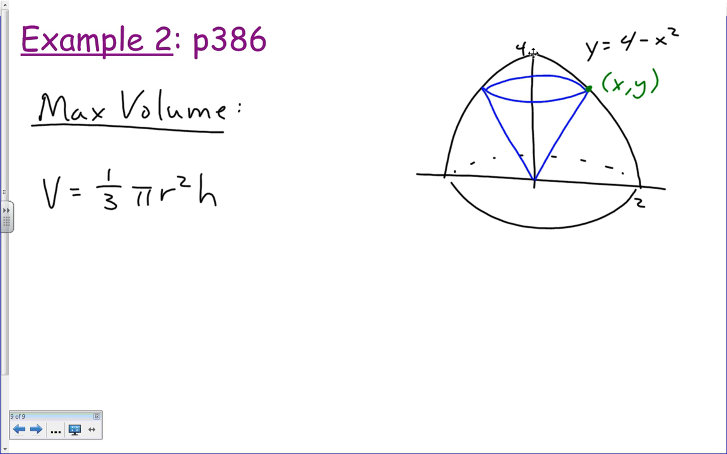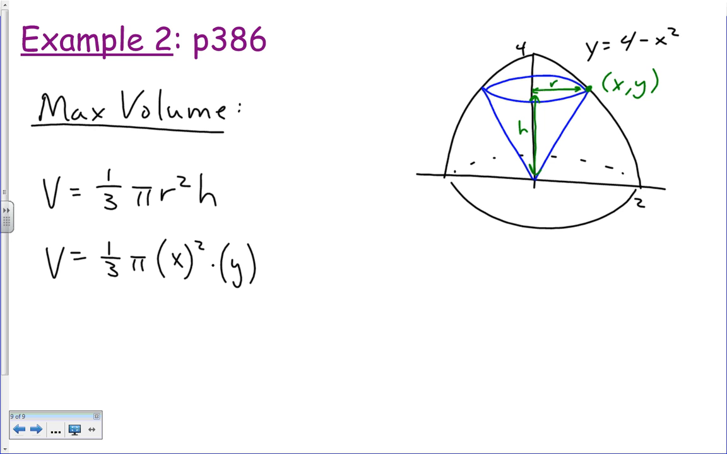And so in my equation, volume is equal to 1/3 pi times the radius squared times the height. The radius of this thing is this distance right here. That turns out to be the x value. So I can replace the radius there with x. So the volume is equal to 1/3 pi times, instead of the radius, I'm going to write x squared. And for my height, the height of this thing would be this distance right here. So when we measure the height of a cone, that corresponds to the y value. So the y value is the height.